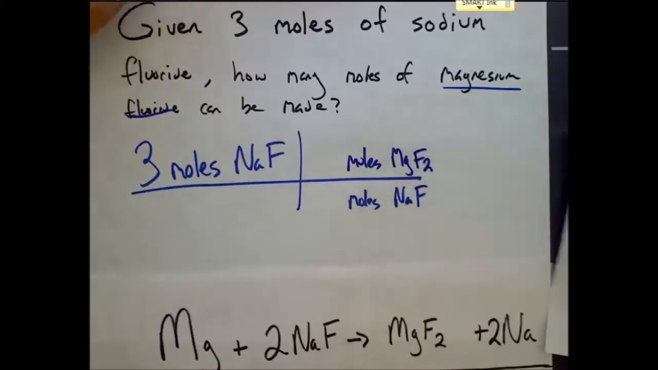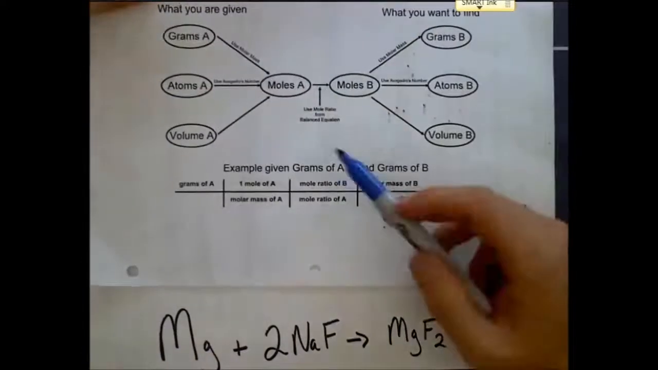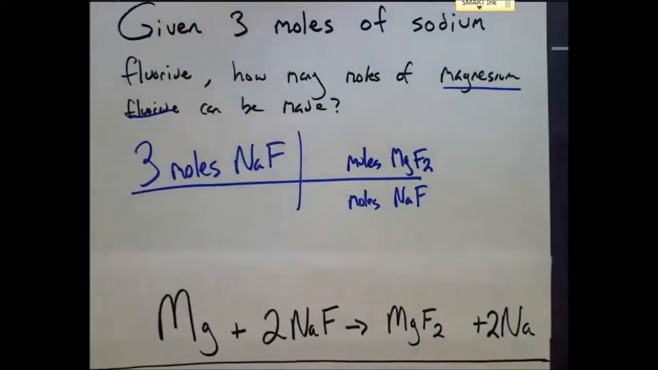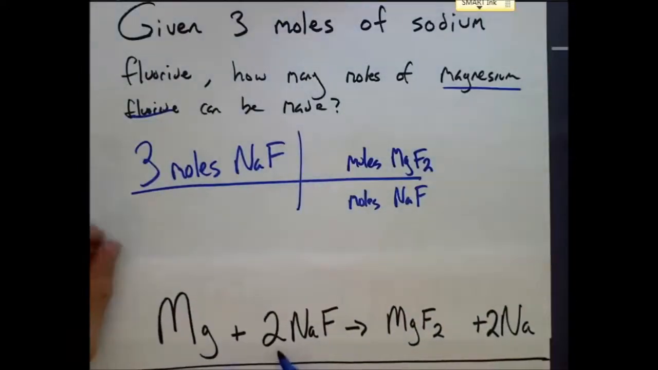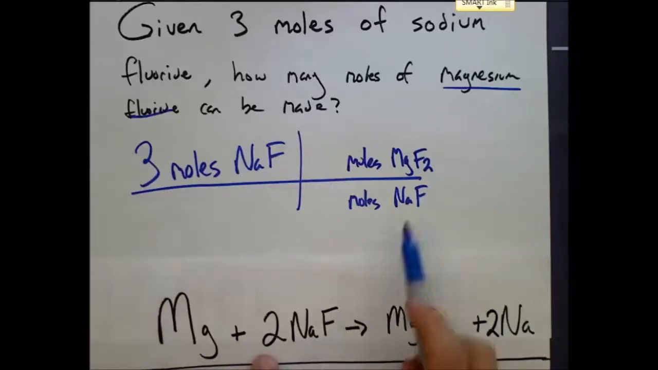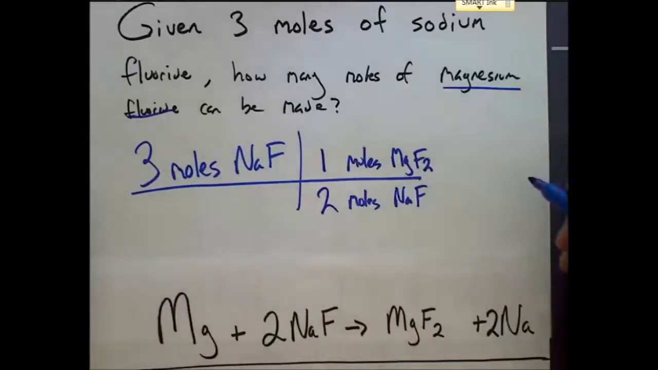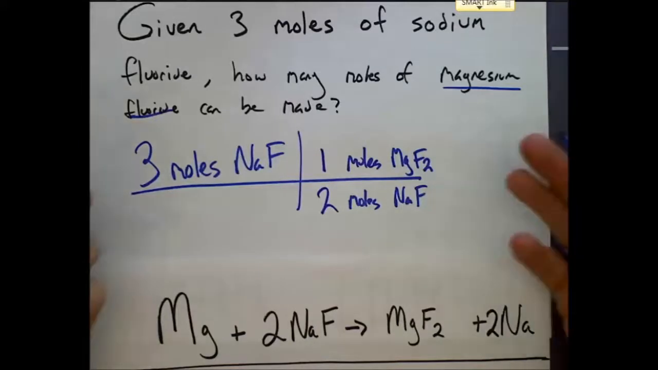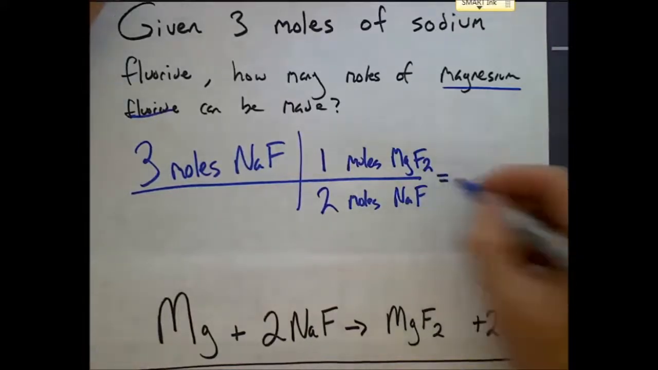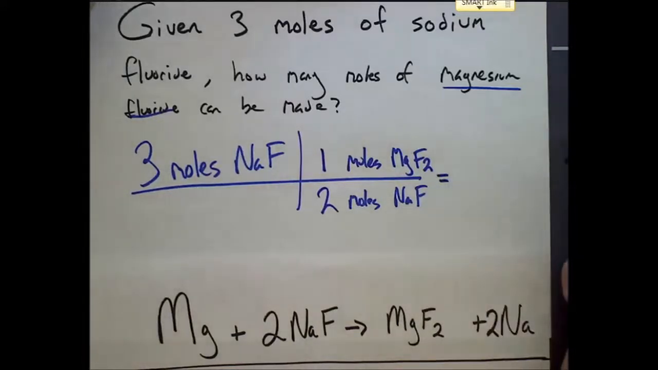Now, the mole map did say to use the mole ratio from the balanced equation. All that means is we need to look at the coefficients of our balanced equation. Moles of sodium fluoride, we have 2 of them. Moles of magnesium fluoride, we have 1 of them. We have our numbers, we have our units, we have our substances. All we need to do is do the math.